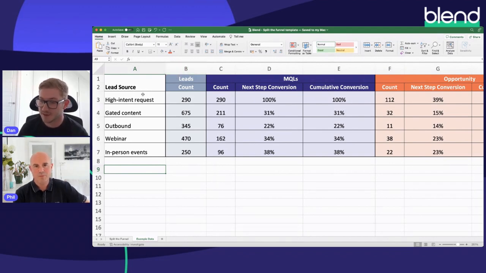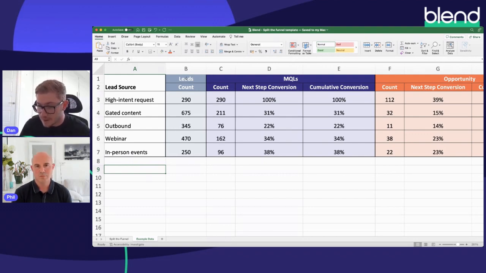So what you're likely to see is you've got high intent requests here at the top. And this is anybody that's come to your website and submitted a high intent form to basically say, hiya, I am interested in your offering. Can I talk to you? Or can I have a demo? Or I suppose a free trial. And then you're going to split out your other lead sources from non-declared intent channels. So gated content, outbound webinars, in-person events, basically where you've captured contact information and called them a lead pretty much.